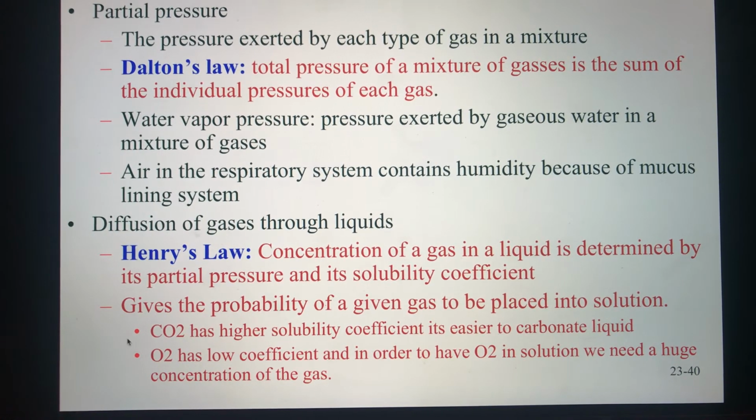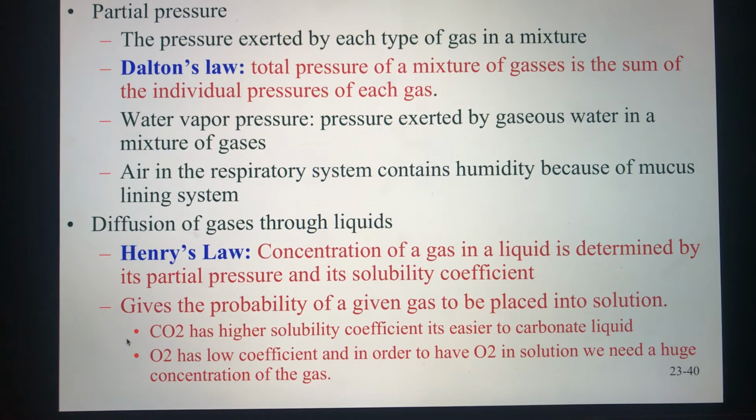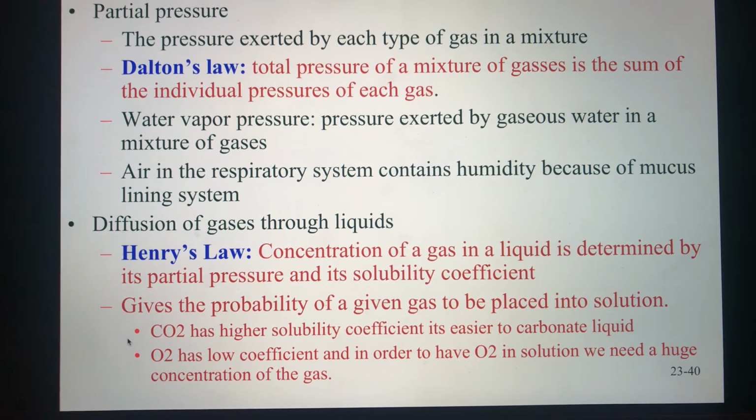Diffusion of gases is Henry's law. Henry's law is the reason why we can't just put oxygen into liquid form. We've heard of carbonated beverages before. Carbonated beverages are found in our sodas, right? It's found in our beer. That carbonation is due to carbon dioxide, the gas being introduced into the liquid. Carbon dioxide is about 20 times more soluble as a gas than oxygen.